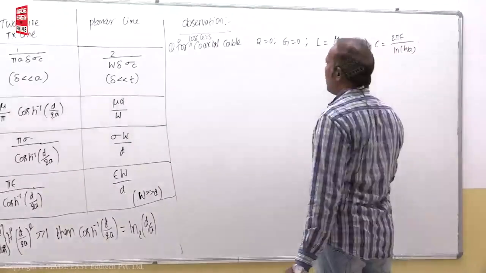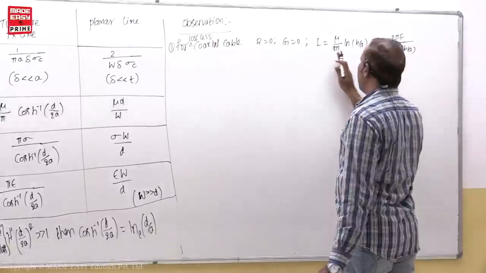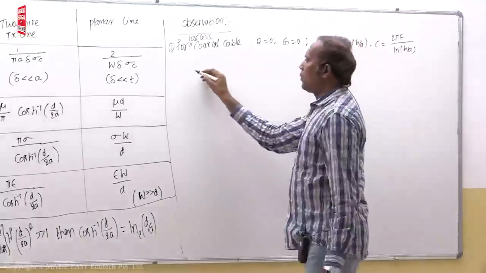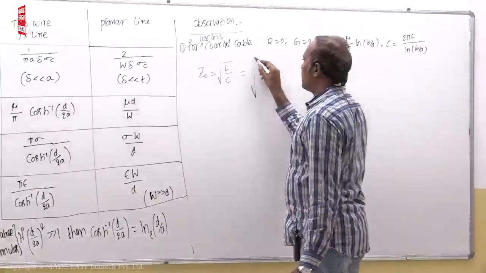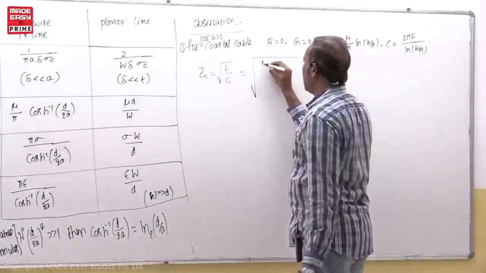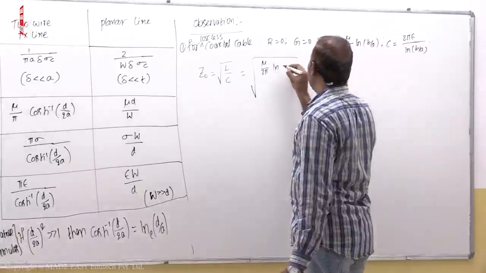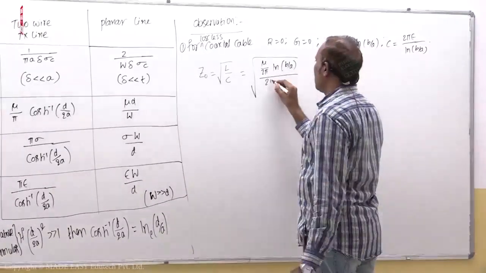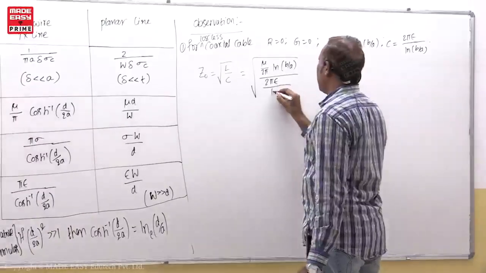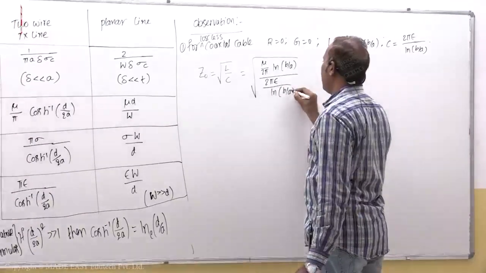And for lossless coaxial cable, R is 0, G is 0, L is this one, C is this one, and we have already derived Z0 is root of L by C. That means root of L, which is mu by 2 pi ln b by a, divided by C, which is 2 pi epsilon divided by ln b by a.